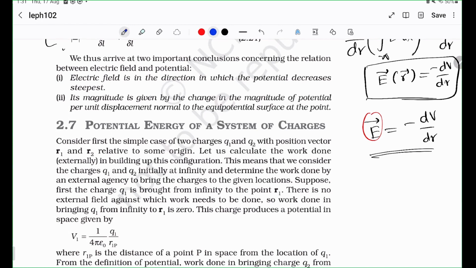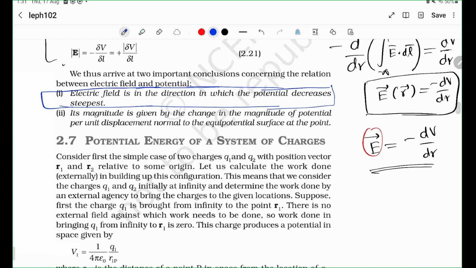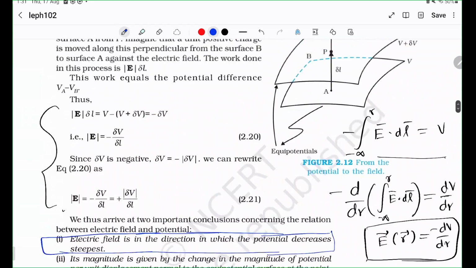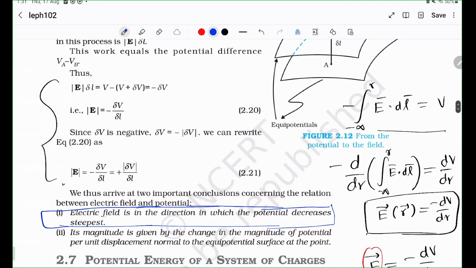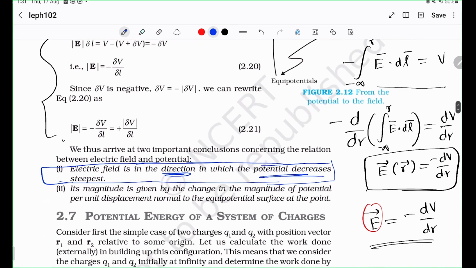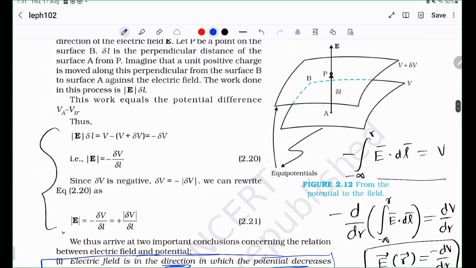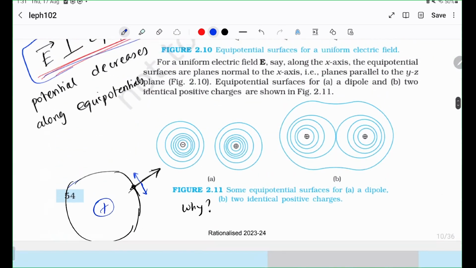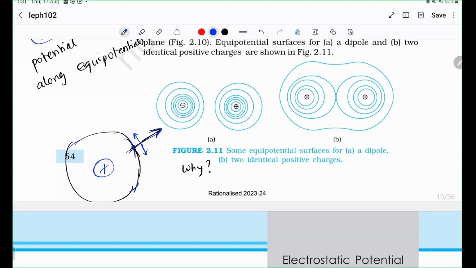This is a very, very important point. Electric field is the direction in which the potential decreases the steepest. I think we've done this already in the previous one. So let me repeat that point a little slower. The electric field is in the direction in which the potential decreases the steepest. So here we saw that the electric field is always perpendicular to the equipotential, right? So take a look at this equipotential and another equipotential like this.